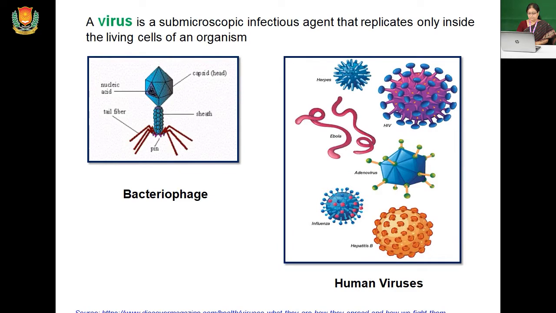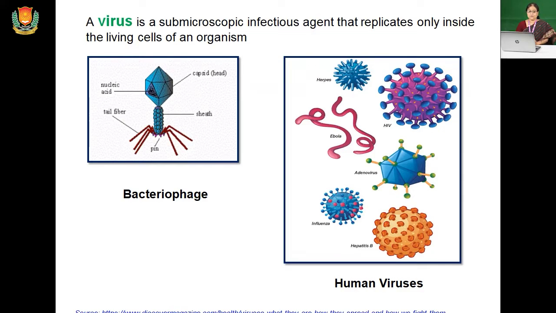Next, when we come to the virus. Virus, what is a virus? We know they are small particulate matter which is not toxic by itself. They require some host for their pathogenicity. A virus is a submicroscopic infectious agent that replicates only inside a living cell. They require the host metabolism for their growth and reproduction.